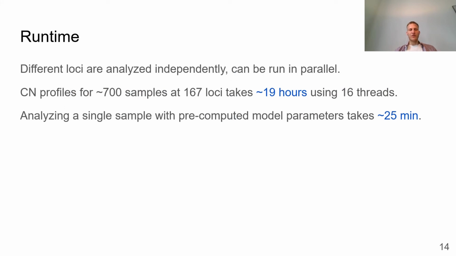We can analyze different loci independently, and because of that, we can run Parascopy in parallel. It takes around 19 hours to calculate copy number profiles for 700 samples and 167 loci using 16 threads. Additionally, we can use pre-computed model parameters to analyze new samples. It takes around 25 minutes to analyze a single sample.